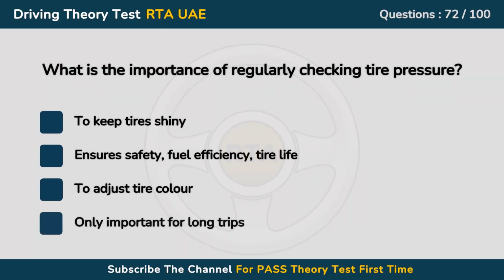Question 72. What is the importance of regularly checking tire pressure? A. To keep tires shiny. B. Safety, fuel efficiency, tire life. C. To adjust tire color. D. Only important for long trips.